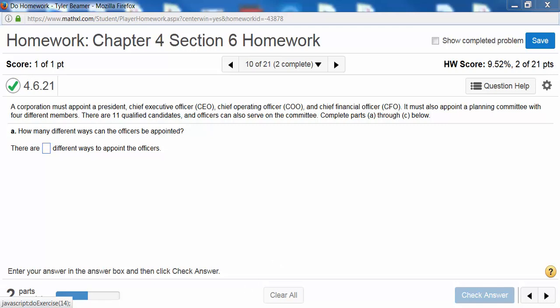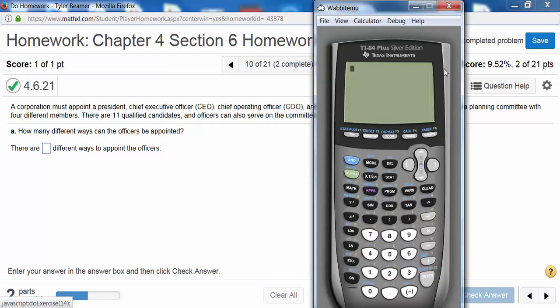Alright, so to perform this on the graphing calculator, you want to select Math, and then you want to use the right gray arrow to go over to the PRB, and notice you have both permutation and combination here, 2 and 3. You also have factorial, which is number 4 here as well.